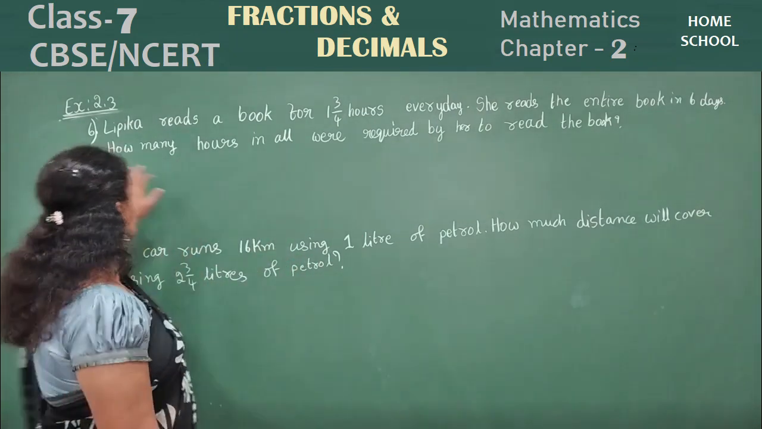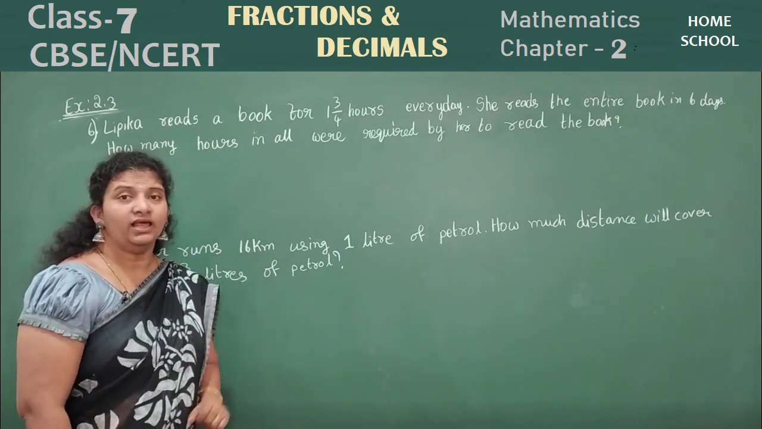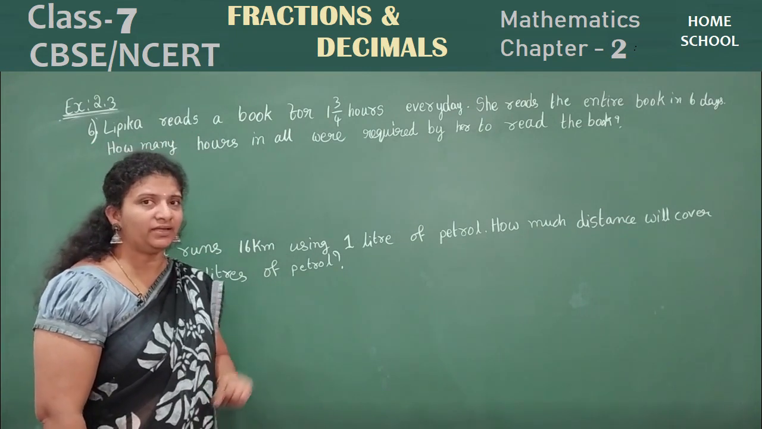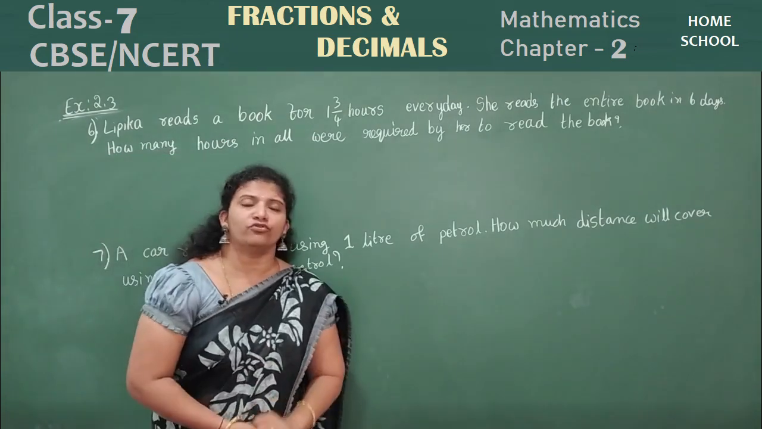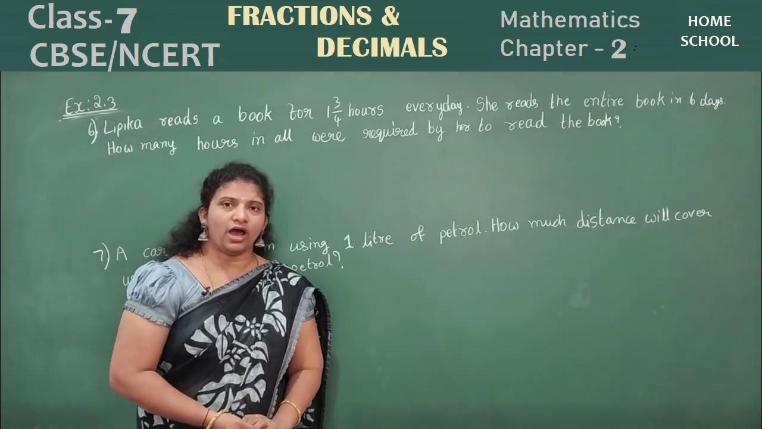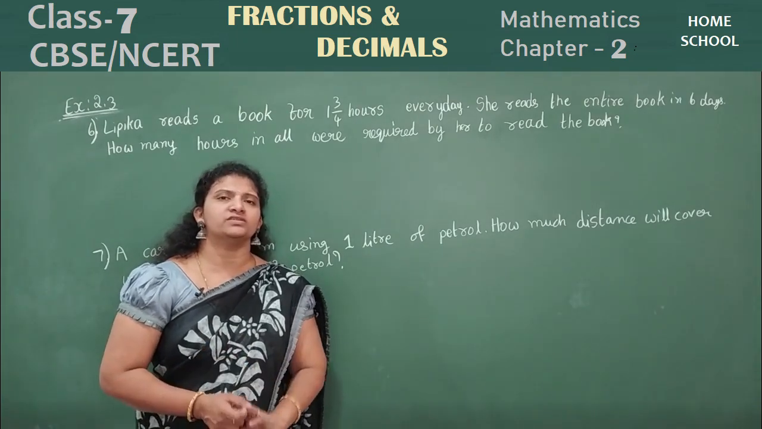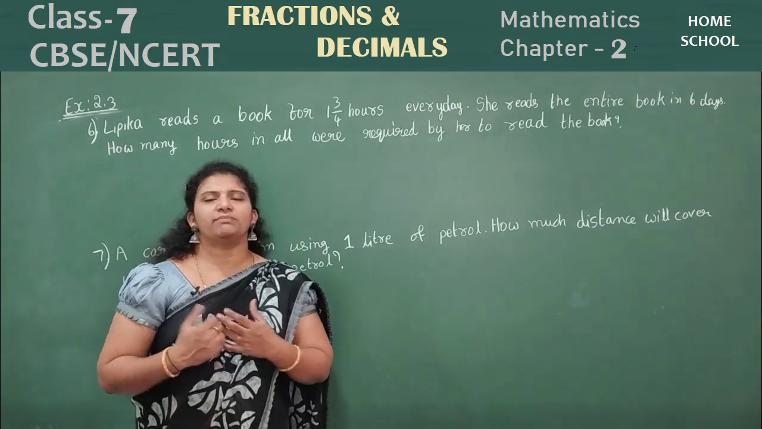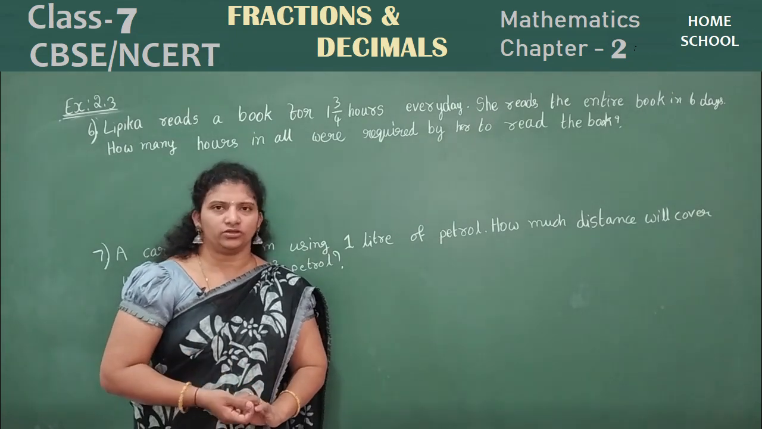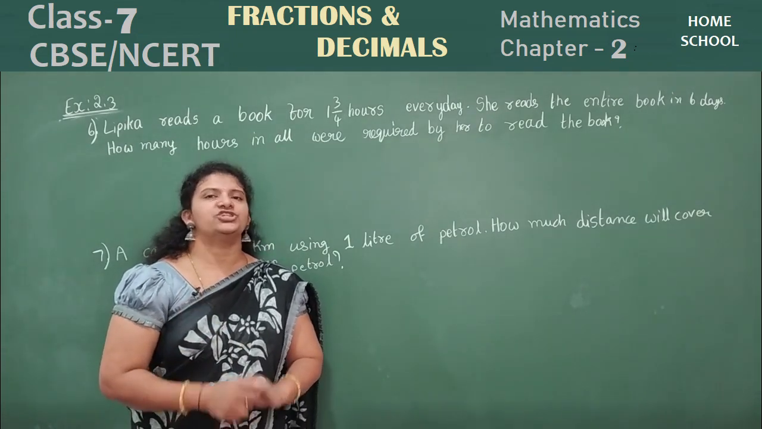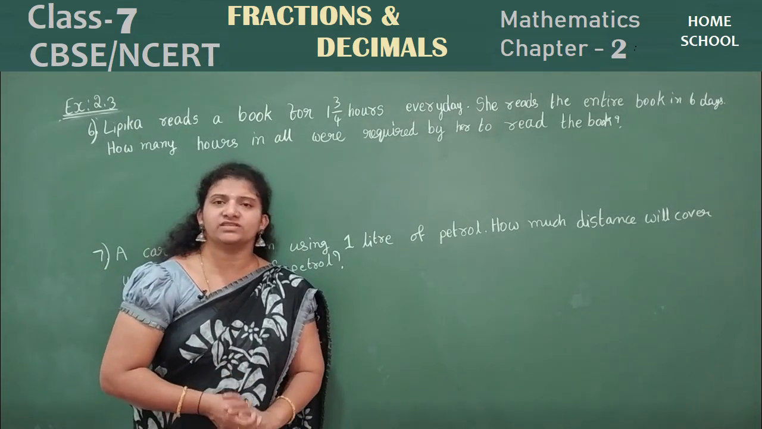Okay, let's see what's your 6th problem. Lipika reads a book. Who is that girl? Lipika. What habit does she have? She has a habit of reading a book for 3 by 4 hours. So, how many hours is she reading that book? Every day, 3 by 4 hours, she started reading a book. So, it might be any storybook, it might be any novel, it might be any book. She had taken one book and she started from today. Every day, 3 by 4 hours, she started reading.